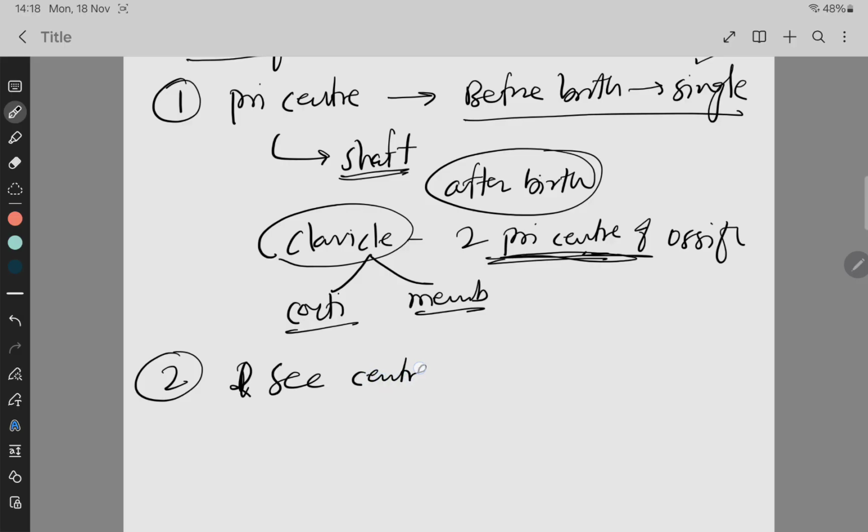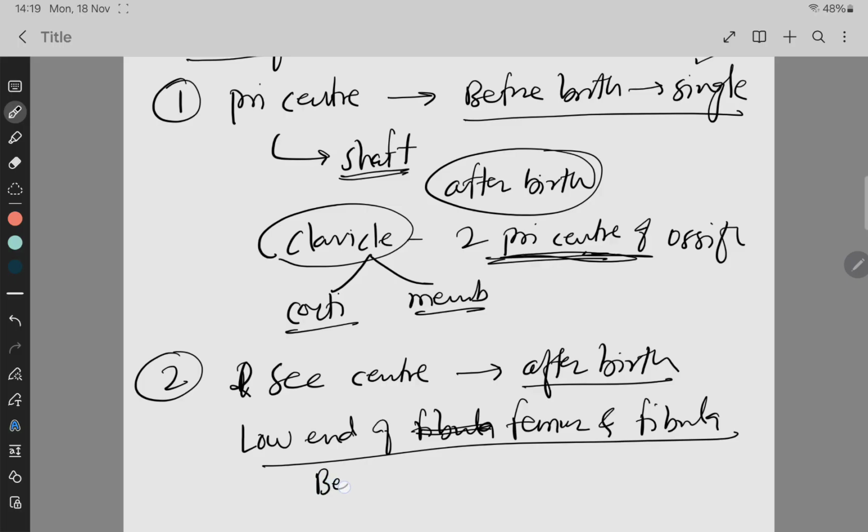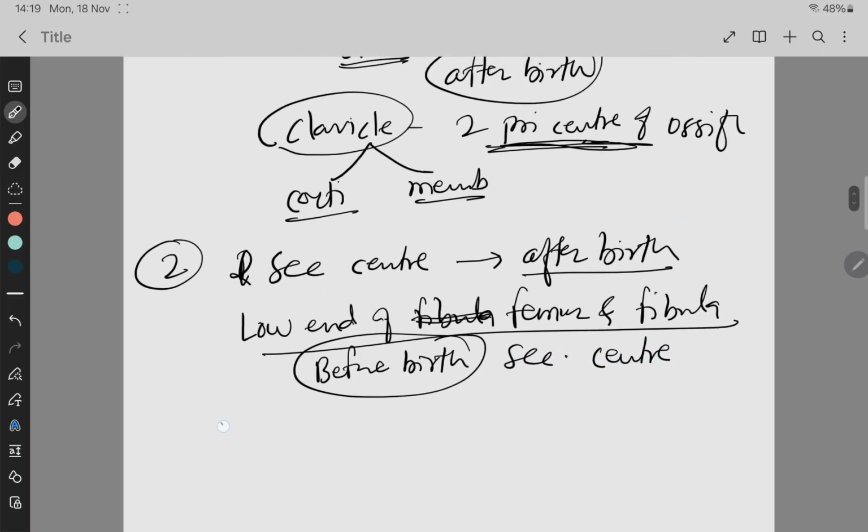Secondary center of ossification: they appear after birth and they may be single or multiple. So what is the exception? Lower end of femur and upper end of fibula. These centers appear before birth, though they are secondary centers, and it has some medico-legal importance.